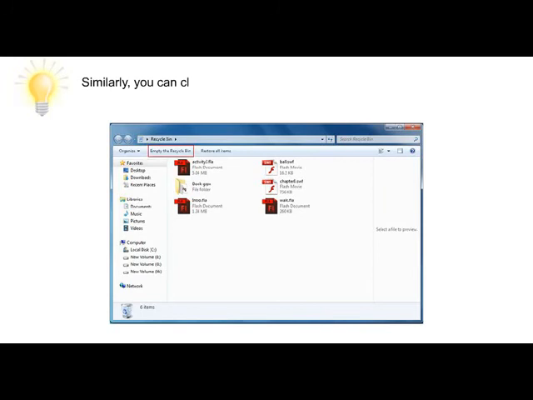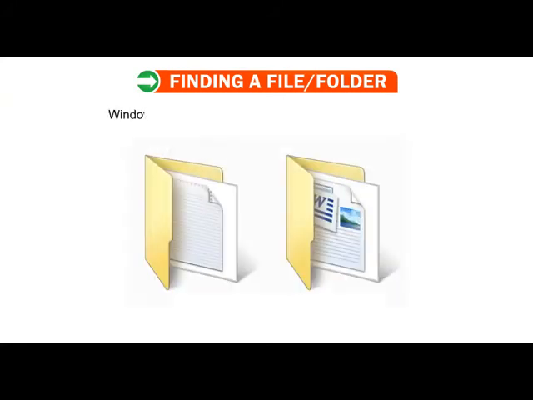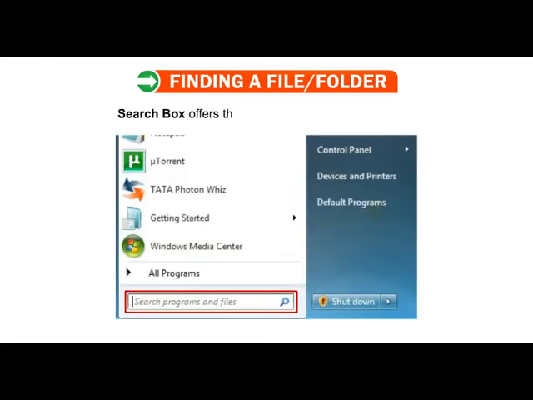Similarly, you can click the Empty the Recycle Bin button to delete all the files permanently from your computer system. Now we will learn how to find a file or folder. Windows offers a number of ways to find files and folders. The search box offers the most direct way to locate a file.